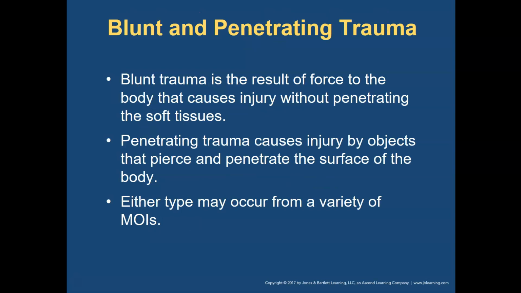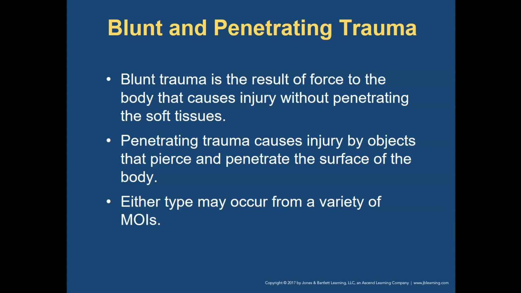Now, within that trauma category, we have several different categories, or I guess subcategories. So blunt trauma, penetrating trauma. Traumatic injuries can be divided into two separate categories, blunt and penetrating trauma, and that's what we're going to talk about. So blunt trauma is going to be the result of force to the body that causes injury without penetrating the soft tissue or internal organs and cavities.